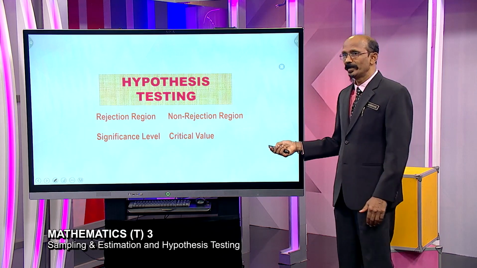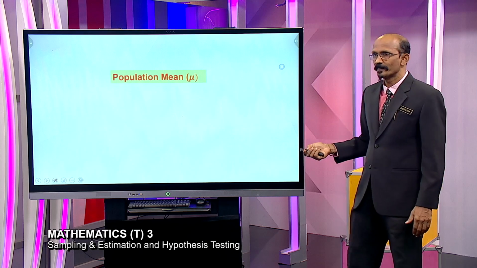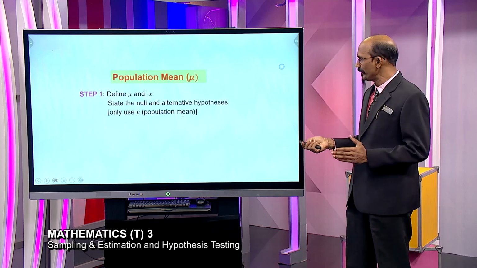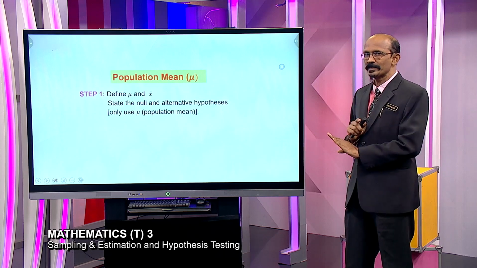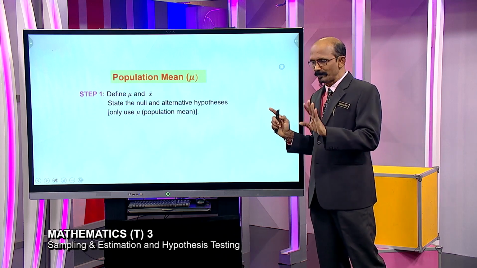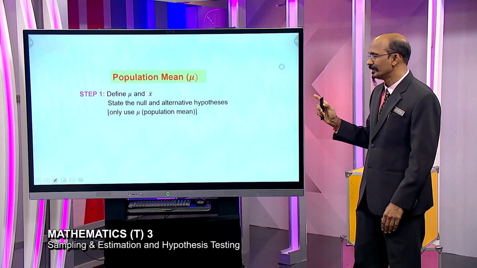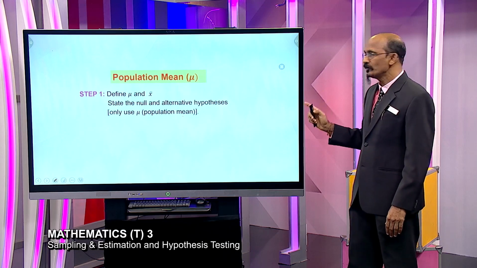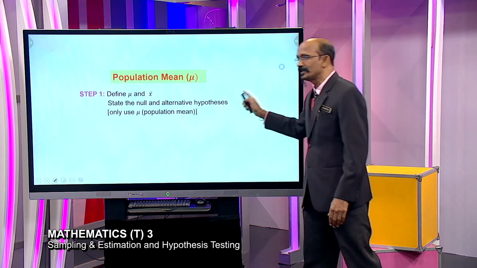Next one is population mean. How to test population mean? Very easy. 6 steps. Whenever you come across any test, remember these 6 steps. First one, you define your mu or sigma, where you need to state your null and alternative hypothesis.